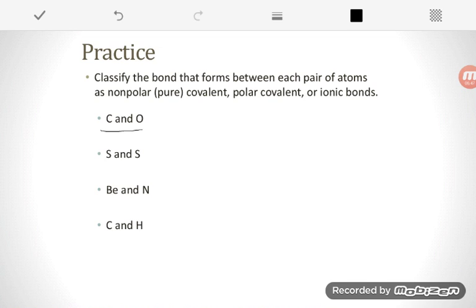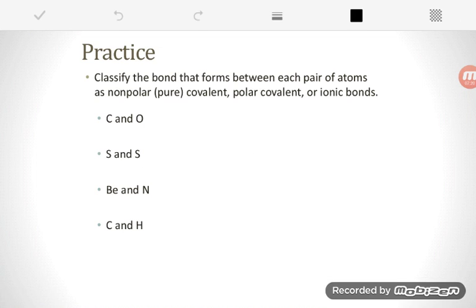So we'll start with carbon and oxygen. These are both nonmetals, so it's going to be covalent, but it's not one of the two special scenarios. It's not two of the same element, and it's not carbon together with hydrogen, so that means this is going to be a polar covalent bond. Really, really simple. Next one we have is sulfur and sulfur. Again, two nonmetals, so it's going to be covalent. But now it's two of the same element, so it's going to be nonpolar. Right? It's one of those two scenarios I asked you to remember.